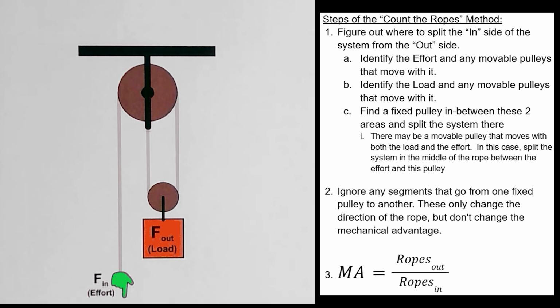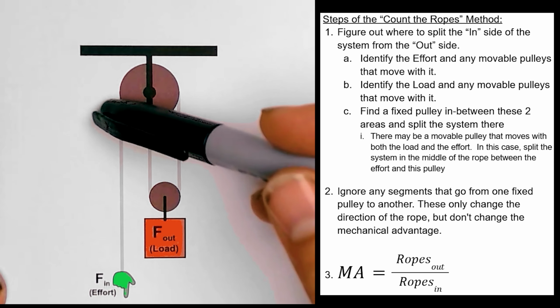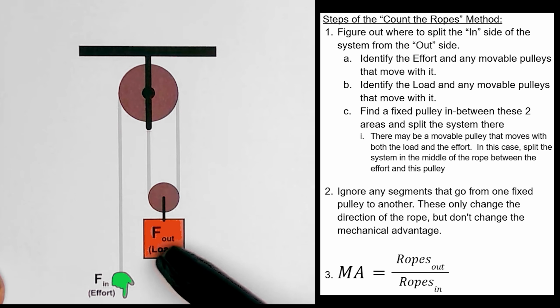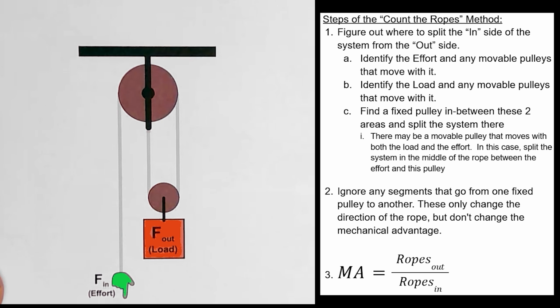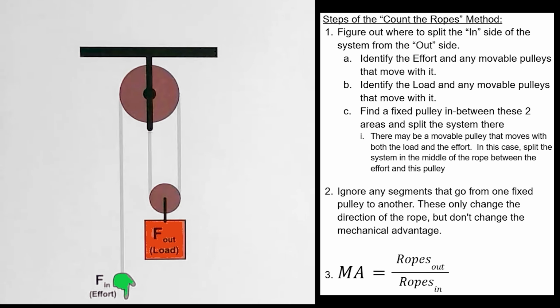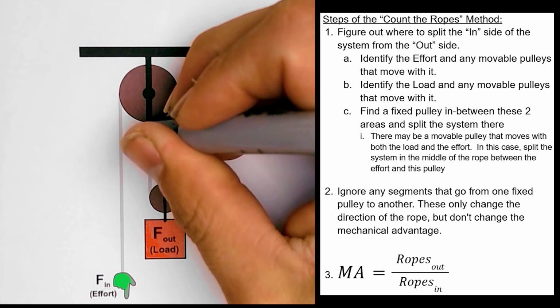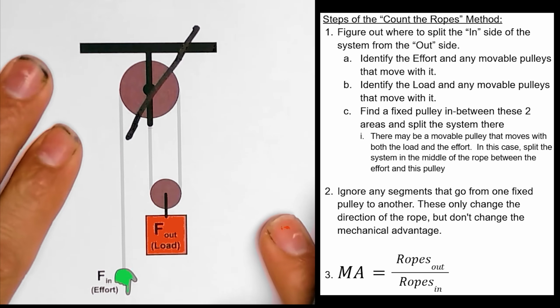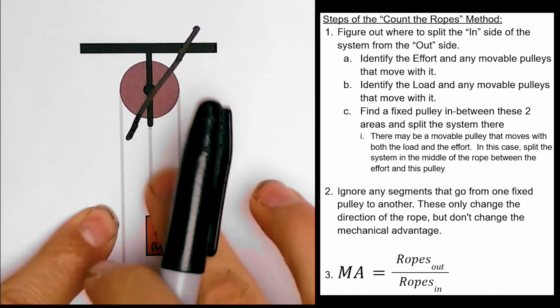Next, find a fixed pulley in between these two areas and split the system here. So when talking about these two areas, I've got this one area that's just the effort, and then this other one that's the load and the movable pulley that goes with it. So it says to split it at a fixed pulley. So we'll just go like this. Split. All right. So now we have our two different sections, our effort section and our load section.